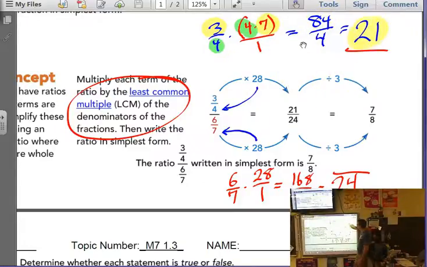What? What about the multiplication? What do you mean? 4 times 7. So what happens with the multiplication?